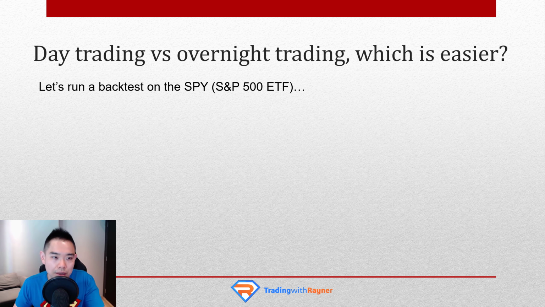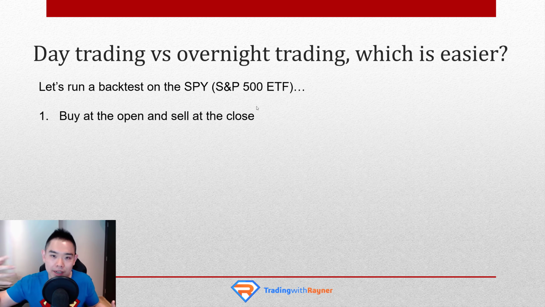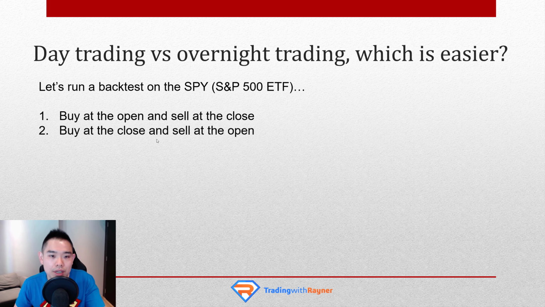And the way to do this is, number one, the first backtest we'll do is that we'll buy the S&P 500 ETF at the open, and we sell it at the close. So this is to simulate day trading. You buy near the open and you sell before the market close for the day. And the second backtest we'll do is that we'll buy at the close and sell at the open. This is to simulate overnight trading, where you hold your position overnight. So let's find out and see the results of these two strategies.